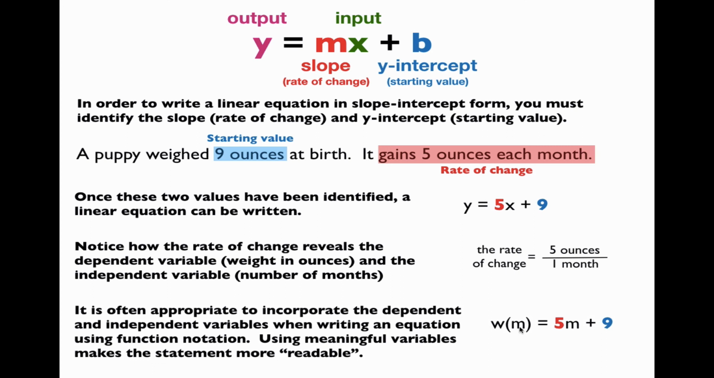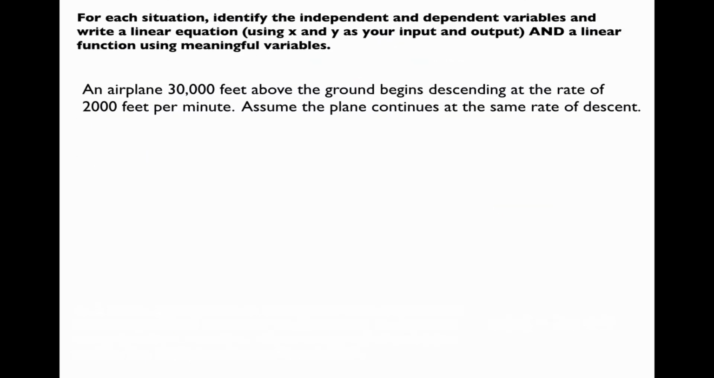So w of m, in this case, is kind of a shortened way of saying the weight of the puppy is a result or a function of the number of months it's been alive. And how are those two values related? Well, this is the rule that tells you how they're related. So given a value m, you can calculate the output w, or w of m. So let's put this to use. For each situation, identify the independent and dependent variables and write a linear equation using x and y as your input and output, and then a linear function using meaningful variables. All right, so here's the first situation. Let's go through it together, and then you can do the next two on your own.